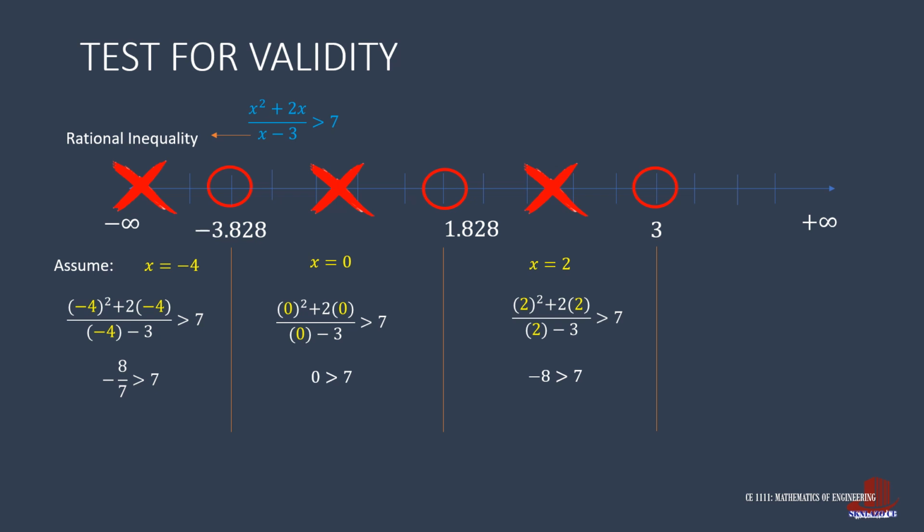The last range is between 3 all the way to positive infinity. Assume x of 5 and plug this into the inequation to have 5 squared plus twice of 5 all over 5 minus 3. This is then half of 35, which is greater than 7. Thus, we have the solution to the inequality, which is from 3 exclusive to positive infinity.